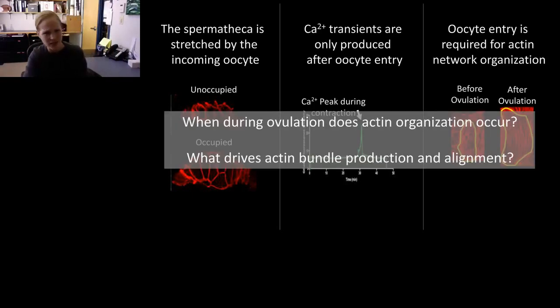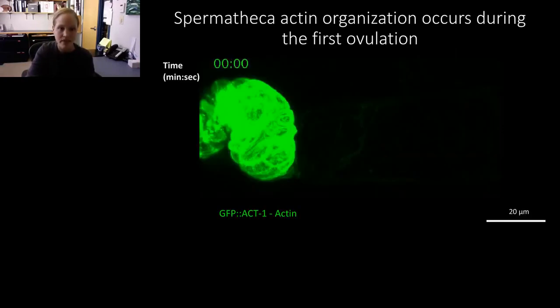So now our questions are, when exactly during ovulation does this occur, and what is the molecular mechanism driving this organization? It became clear that in order to address these questions, we needed higher temporal resolution. We needed to be able to see what's happening in real time. And so to answer this, we turn to in vivo imaging.